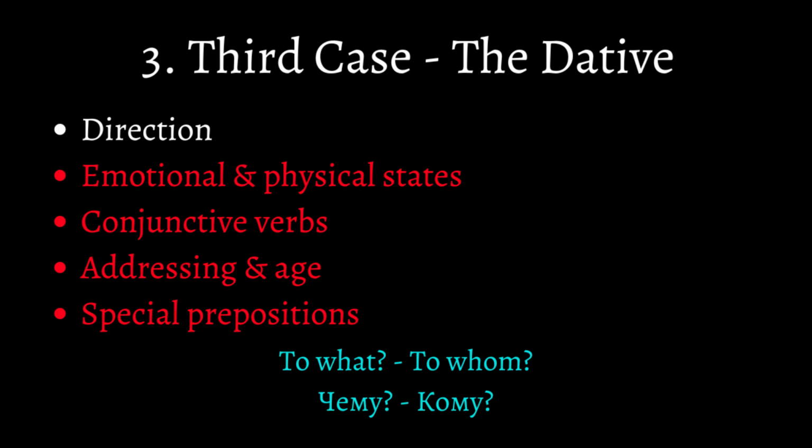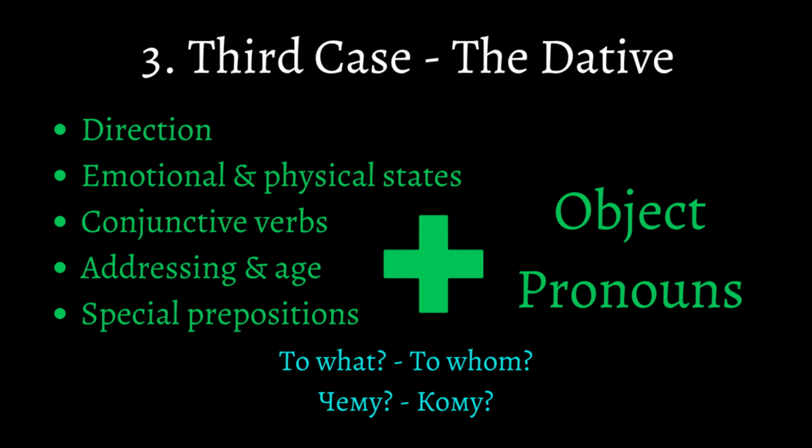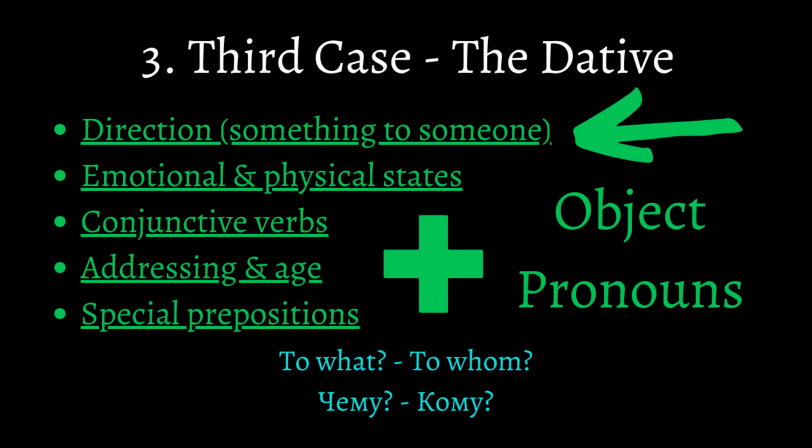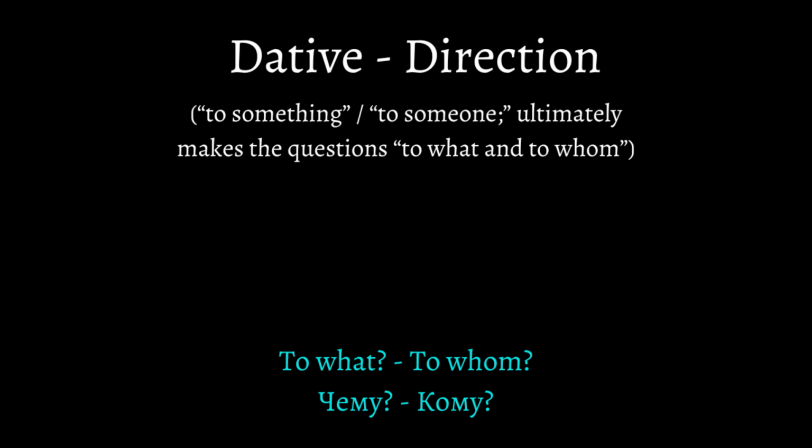indirectness, in this video, I'll explain the dative case more specifically to show how object pronouns must be used in it. These are the main concepts that I showed in my first video about the dative, but I never fully explained them. Now, I can finally explain them because these concepts utilize object pronouns. As a reminder, the dative answers to what and to whom, and its main function is direction, expressing something to someone. Direction in the dative always means to something or to someone, which ultimately makes the questions to what and to whom. This means that object pronouns in the dative will always have the preposition to before them.